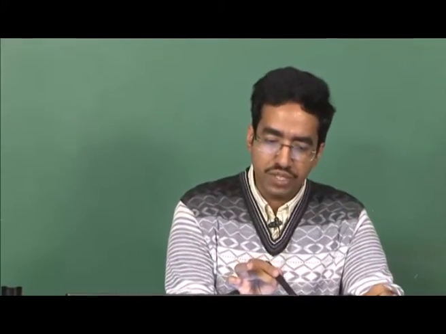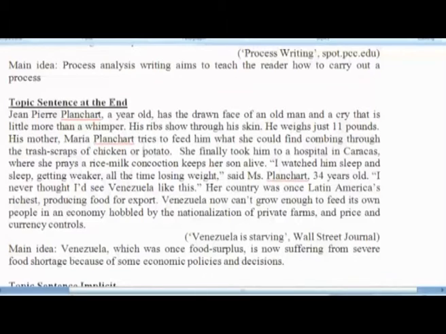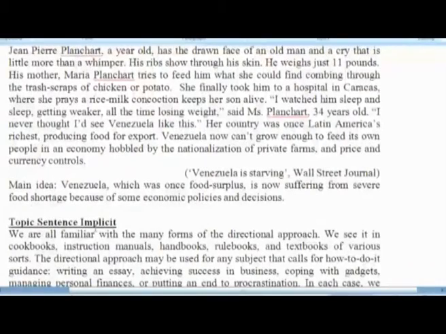So, the paragraph first begins with this anecdote, and then when you come towards the end, here you find the topic sentence. Venezuela now can't grow enough to feed its own people in an economy hobbled by the nationalization of private farms and price and currency controls. So, you can rephrase that as Venezuela, which was once food surplus, is now suffering from severe food shortage because of some economic policies and decisions. To put it in a very simplistic way, this is the main idea of this paragraph.